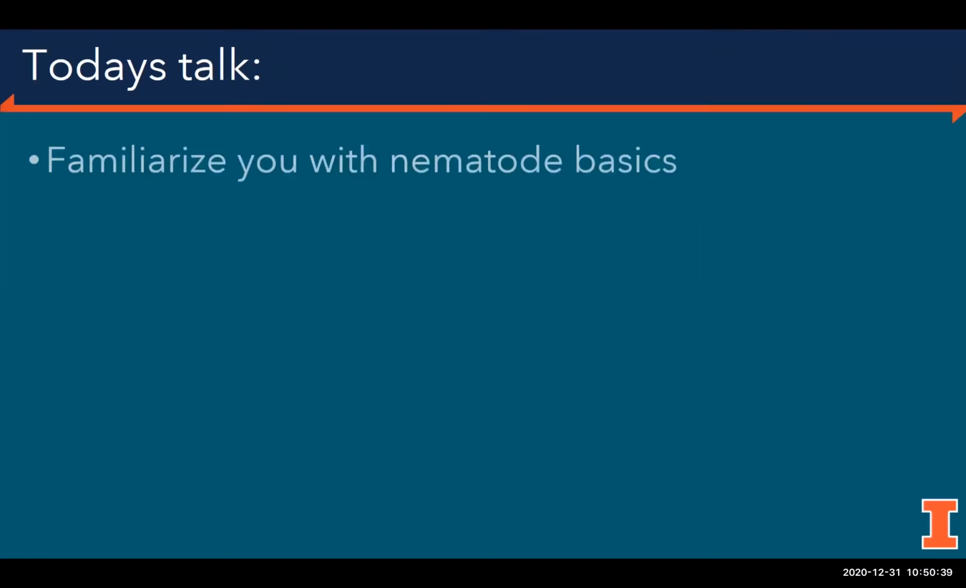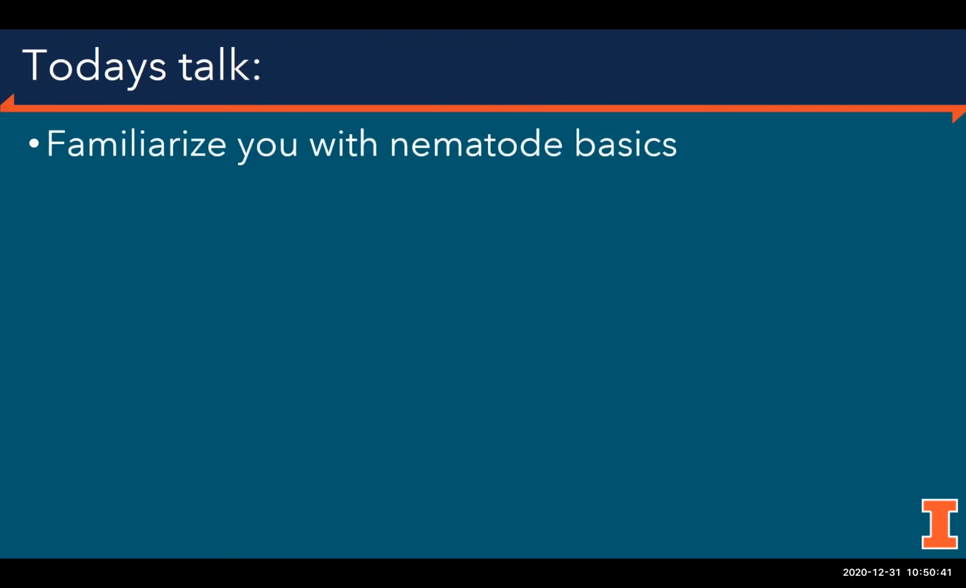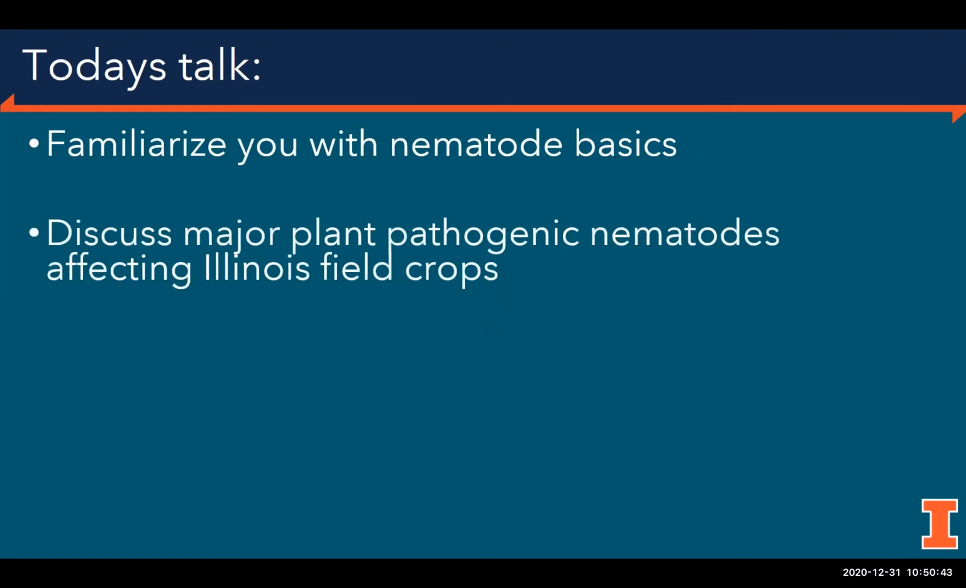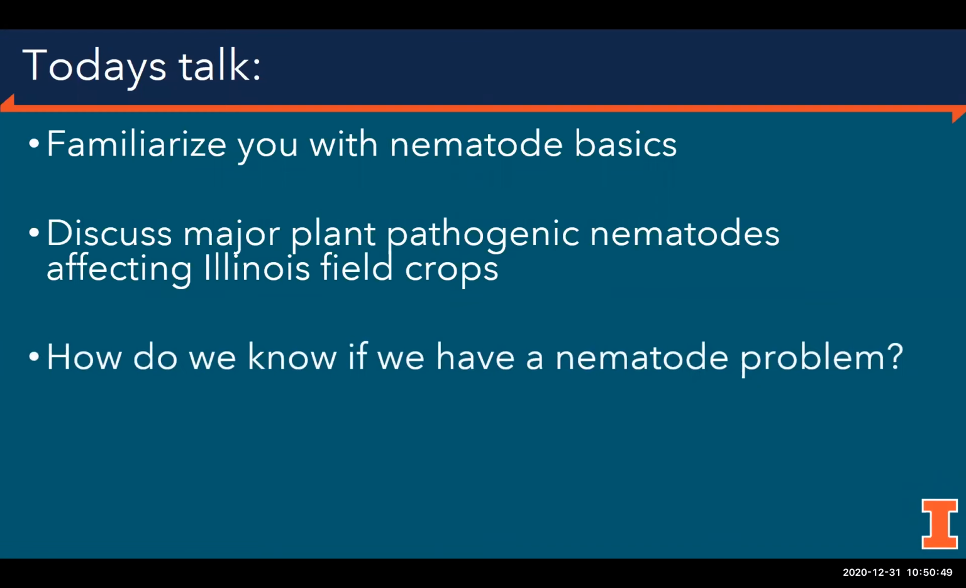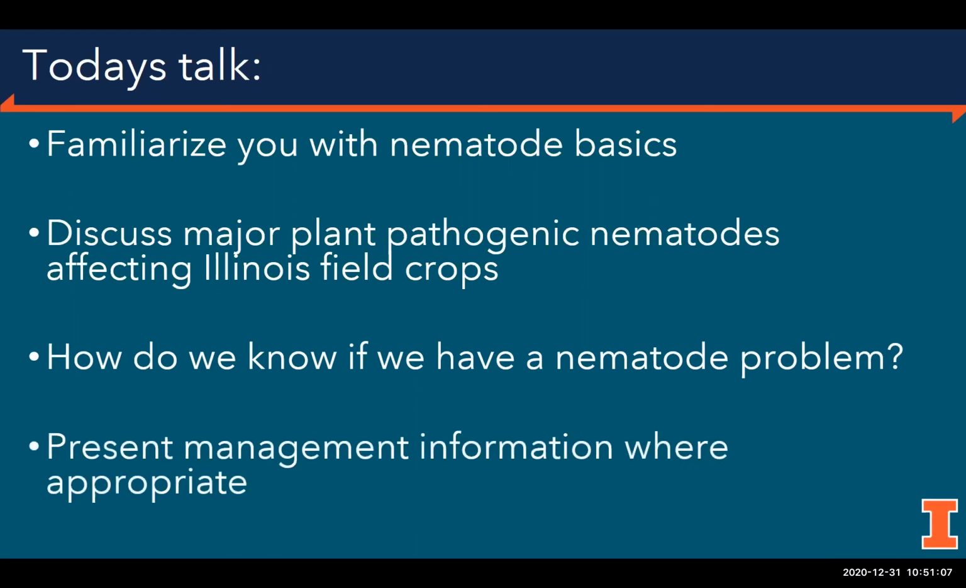So we're going to learn a little bit about the basics of nematodes. What are they? How do they work? We're going to talk about our major groups of pathogenic nematodes that affect us here in Illinois, and how do we know if we have a nematode problem. That's one of the most important things to keep in mind when we're talking about our field and productivity. If you're an agronomist or a CCA, something like that, you need to be able to serve your clientele and make sure that you're giving them the best information that you can.